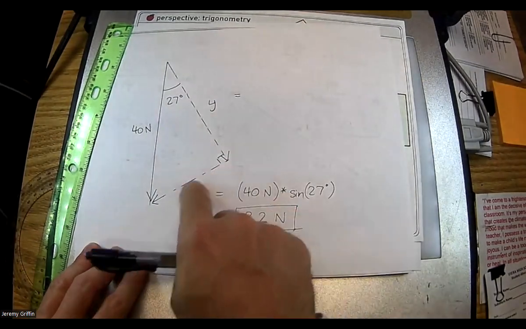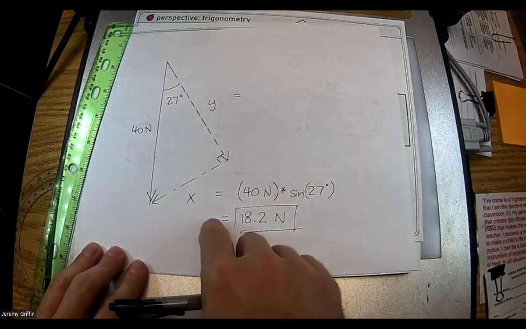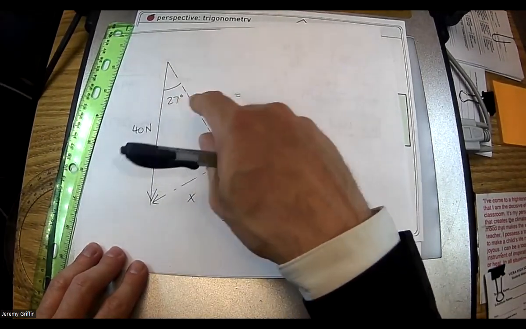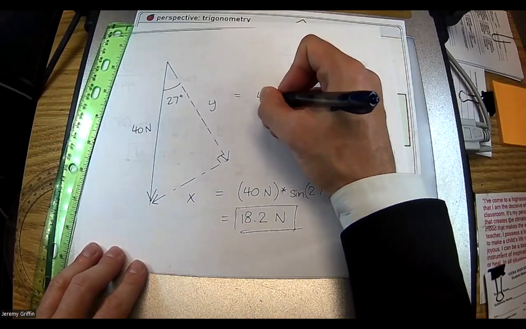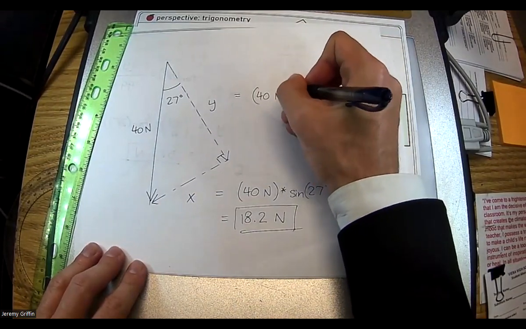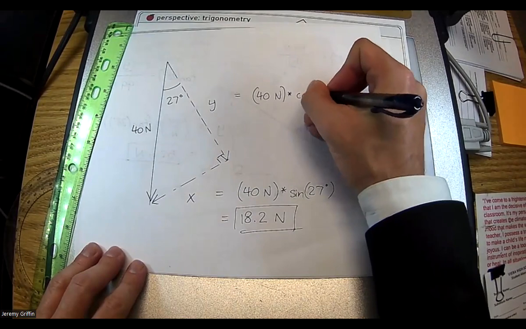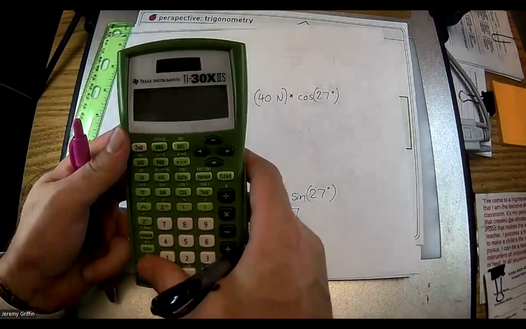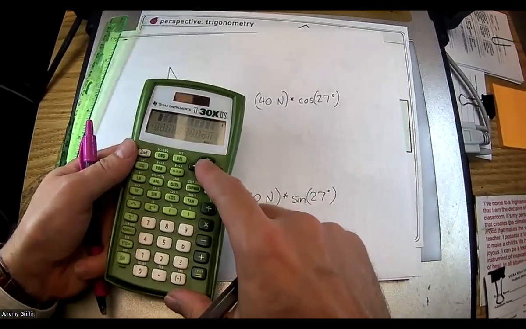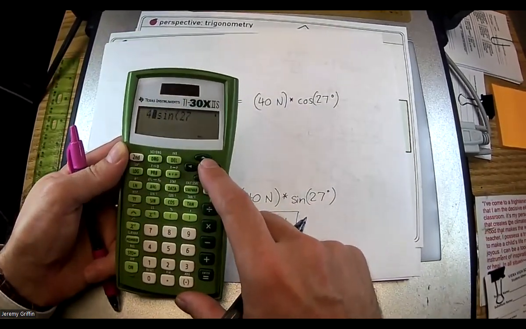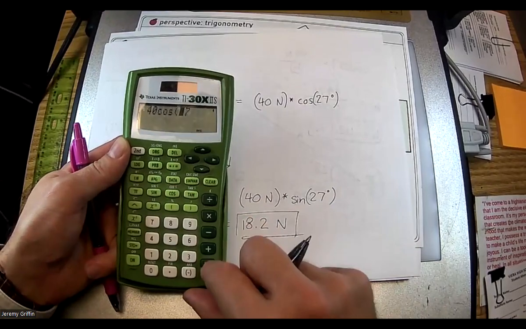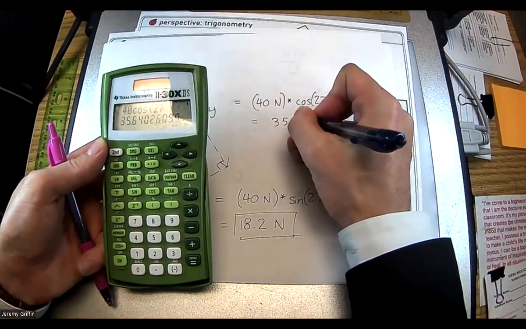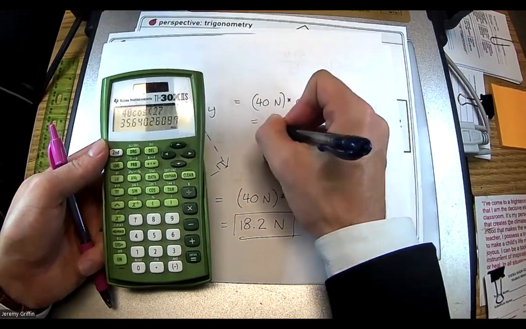So if the leg opposite of the 27-degree angle was hypotenuse times sine of the angle, then the leg adjacent to the reference angle is what times what? 40 newtons times cosine of 27 degrees. There you go. Yeah. And if you have this model calculator, all you have to do is scroll up, scroll over, and where there used to be a sine, just pop in a cosine. 35.6 is the number. Newtons might be the unit.